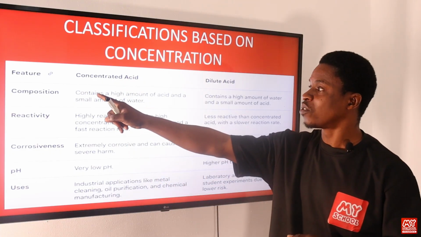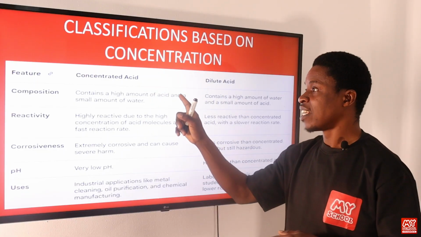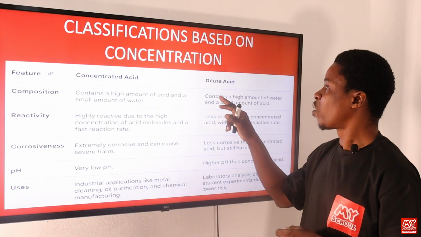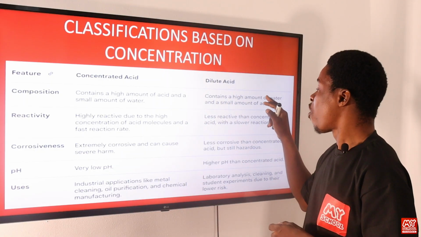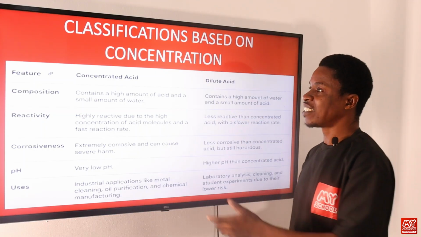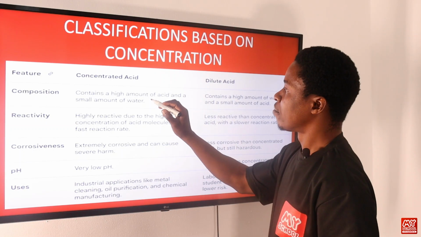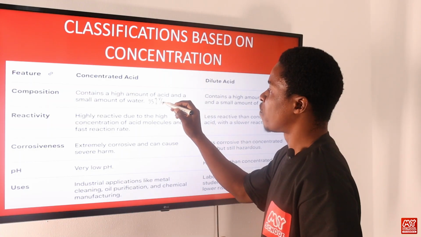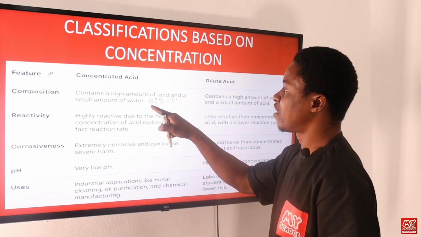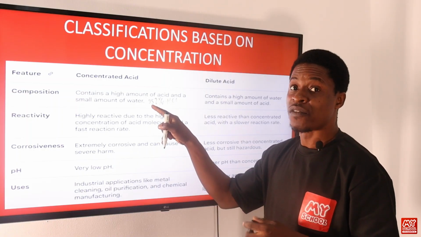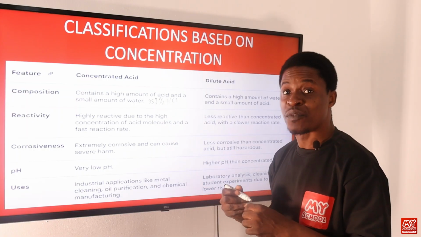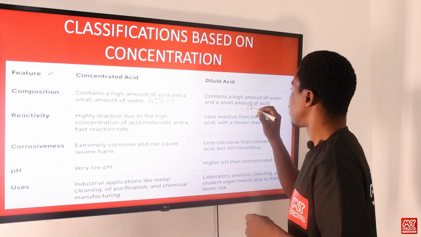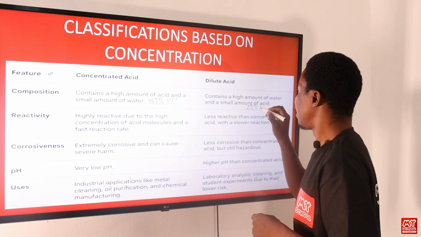Concentrated acid contains a high amount of acid and a small amount of water. That's why we say it is concentrated. While dilute acid contains a high amount of water and a small amount of acid. In this case, you can say we have 95% volume per volume HCl. This means that you have 95 ml of acid, and the remaining 5% is water. So this is a concentrated acid. Then let's say we have 2% volume by volume HNO3.